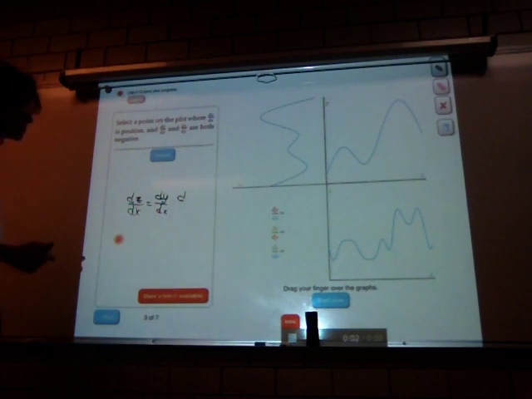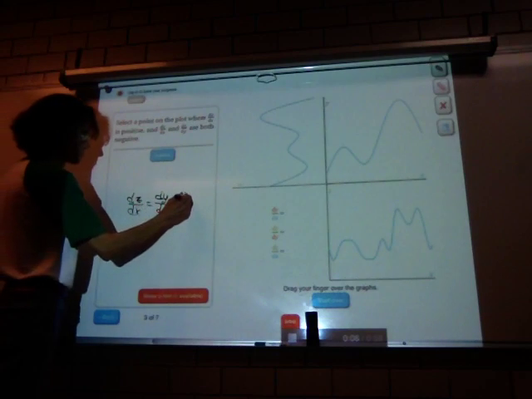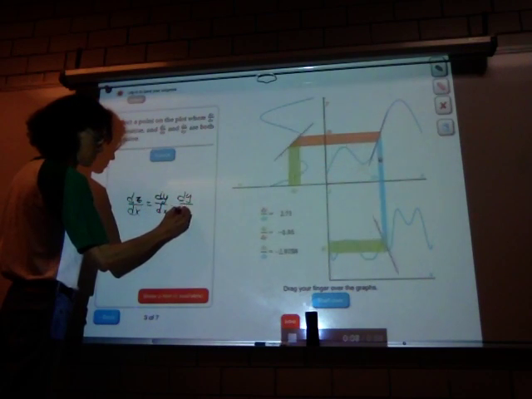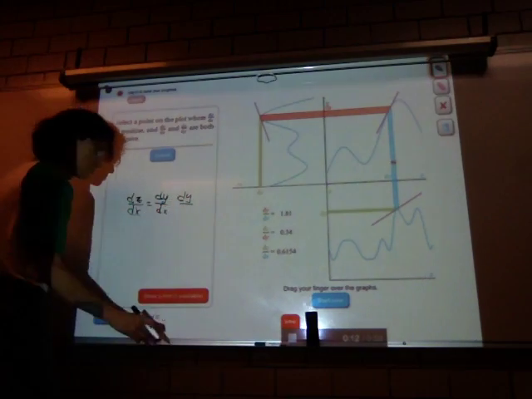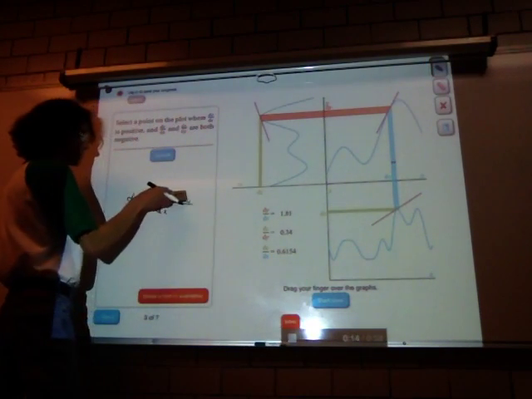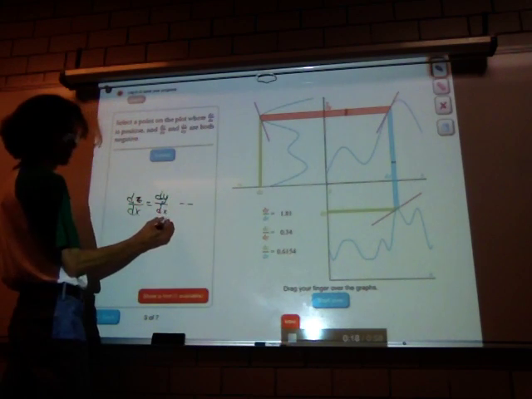Okay, so you found that dz dx always equals dz dy times dy dx. Let's look at the derivatives and see if we can figure out why that is. Dx represents a small change in x, so it's the width of this blue bar here. And dy represents the corresponding small change in y, so it's the width of this orange bar.